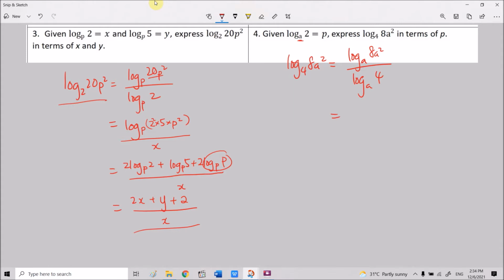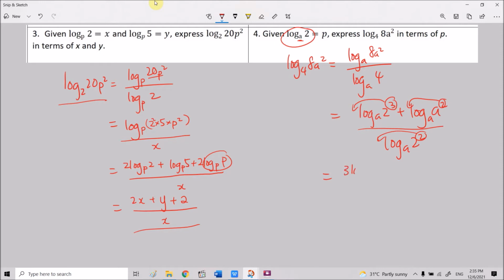Next, since we are given log base a of 2 is p, we try to change the 8 to a number with base 2, and the 4 as well. So now the 8 is actually 2 to the power of 3, and the 3 I can bring to the front, and it becomes plus log base a of a squared. So this 8a squared, we write in this form, over log base a of 4. 4 is actually 2 to the power of 2, and now we just take all these indices to the front using the law of logarithms.